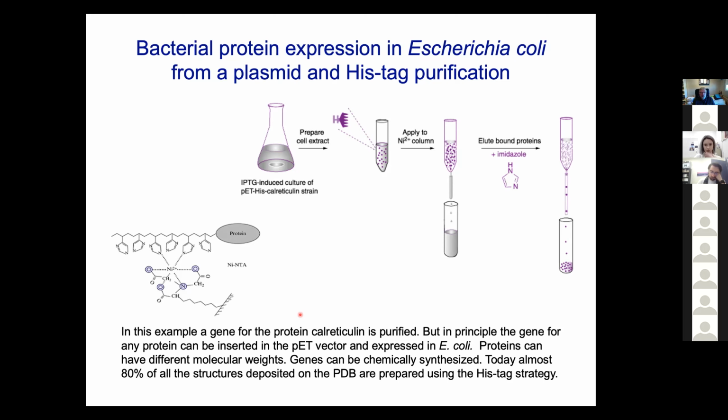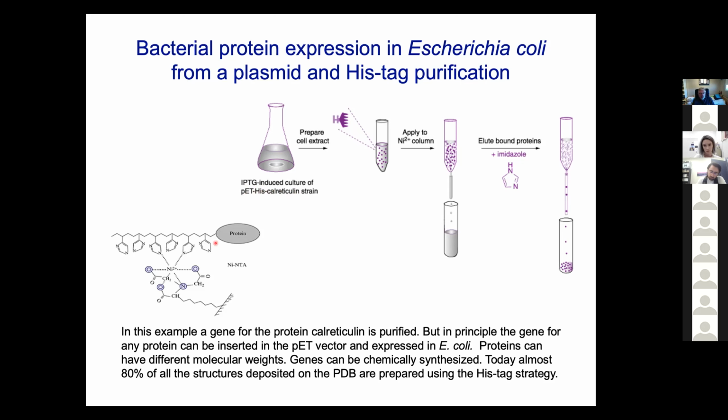So this is a protein that expresses in humans and in other mammals, right? So this is an IPTG-induced culture of PET. PET is one of these expression vectors, and then his calreticulin strain. Calreticulin is the protein that they want to purify. So they inserted the gene for calreticulin in a PET expression vector, which already has this 6-his tag in there. So as you produce the protein from here, you end up with this.